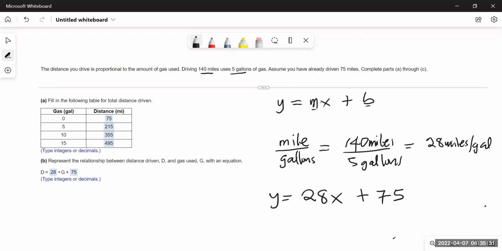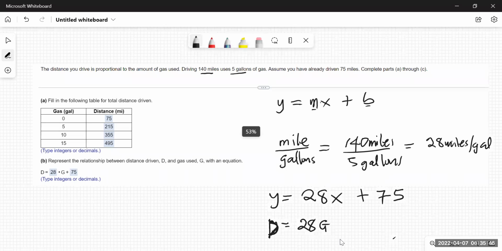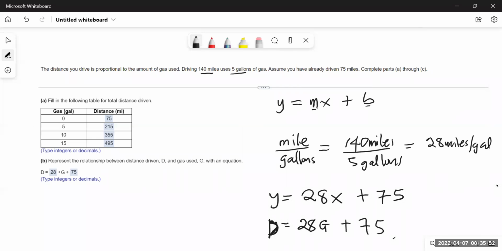But here you notice that we have it in terms of G and miles. So you can rewrite this: the distance driven is equal to 28 times the number of gallons plus your fixed distance. And that's what we got right here. So basically, this is the equation that you're going to use to complete the table, right?